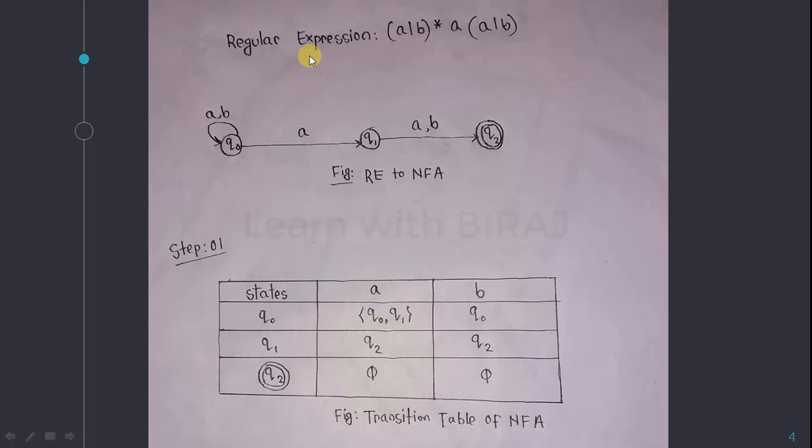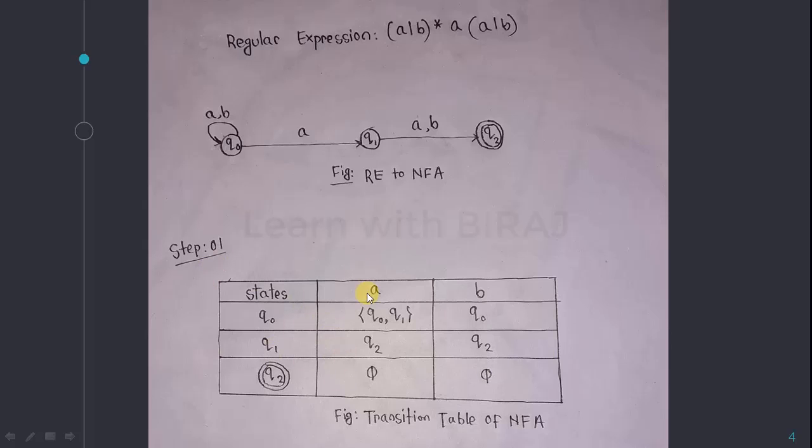Now from this regular expression we can see Q0 goes to Q0 itself with A and B. And next, with A, Q0 goes to Q1. This mark indicates the direction. And next, from this Q1 state, with A and B, Q1 goes to the final state. This is the NFA diagram of this regular expression. Now we go for the next step.